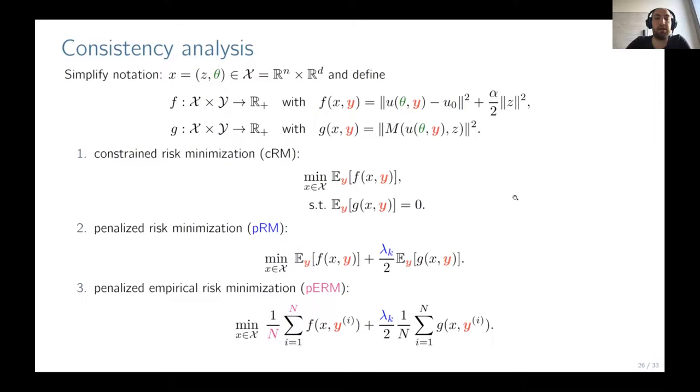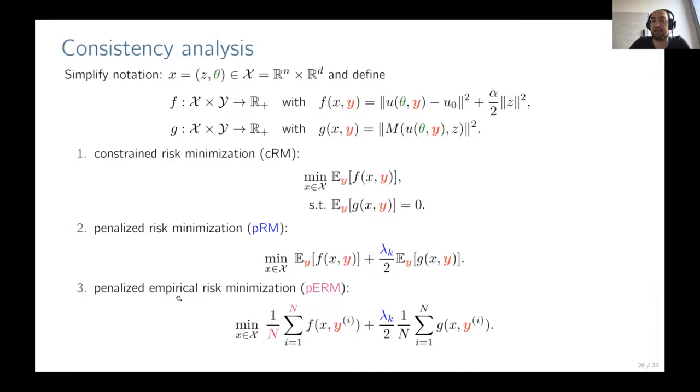Yeah, and now we are interested in proving some consistency for those problems. So starting in our original problem, we had this constraint risk minimization problem. So we have this expected value in the loss function, and we have this constraint given through this expected value, which needs to be zero. And the first idea, or the first approach, was to include this one-shot formulation, which basically means this penalization of the risk minimization problem, represented through this lambda k. And afterwards, we include some empirical approximation of the expected value.